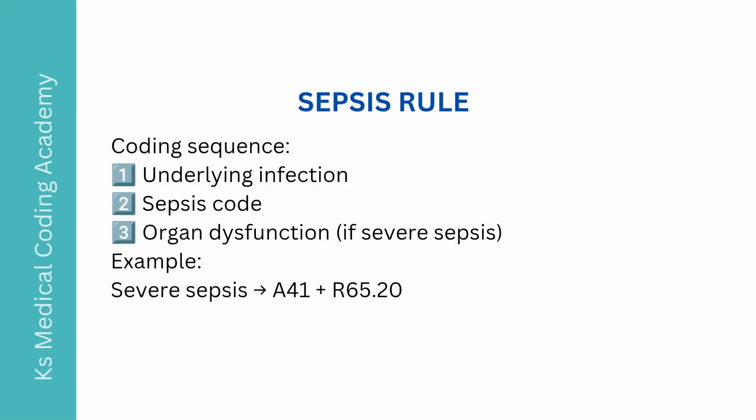Sepsis rule. Sepsis coding is frequently tested on certification exams. The general sequencing rule is: first, code the underlying infection. Second, code sepsis. Third, code organ dysfunction, if severe sepsis is documented. For example, severe sepsis is coded using A41 for the infection plus R65.20 for severe sepsis without septic shock.